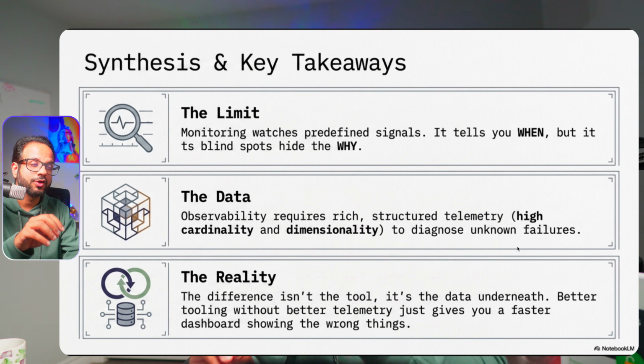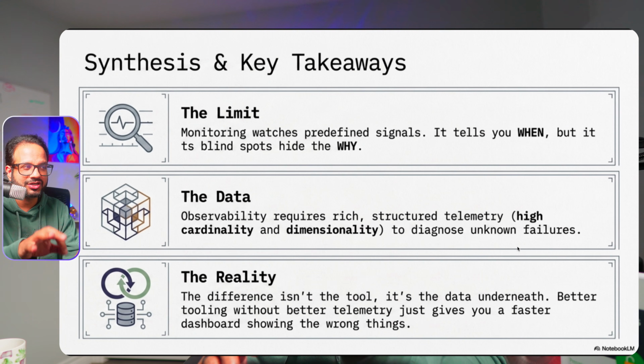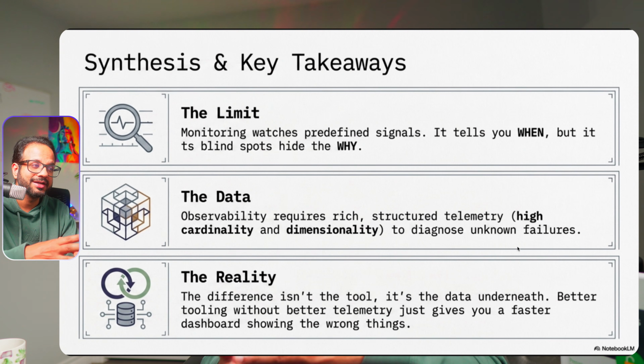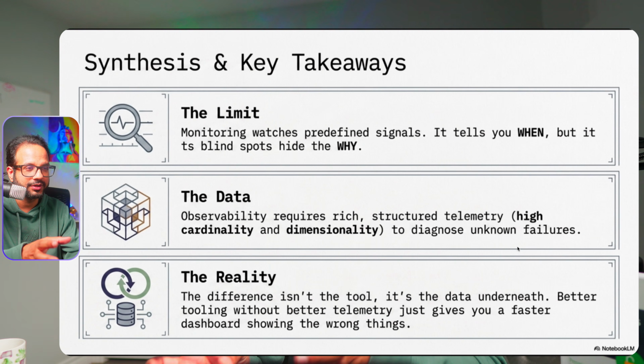Then the data. Observability requires rich structured telemetry, high cardinality and dimensionality to diagnose unknown failures. It needs data. It works on data. Monitoring works only on metrics and its thresholds. And the reality is the difference isn't the tool, it's the data underneath. Better tooling without better telemetry just gives you a faster dashboard showing the wrong thing. We don't want that.